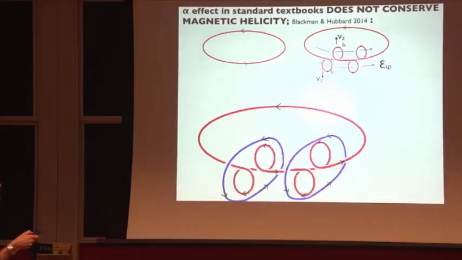But this is a conserved quantity in MHD, and effectively, by making a twist, I'm making a twist for free here. In fact, all of these twists have the same sign of the helicity.